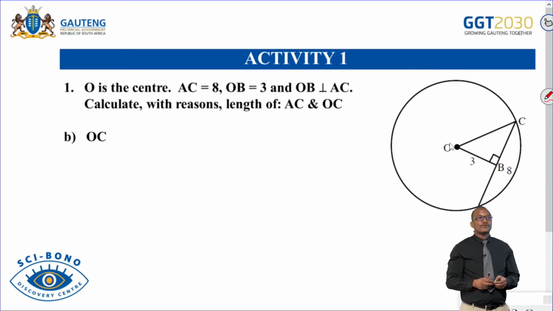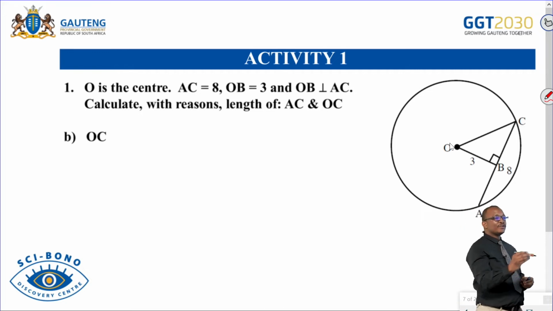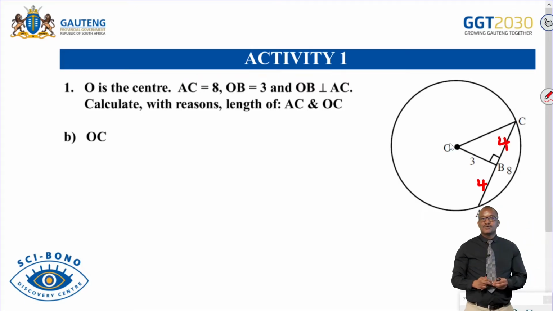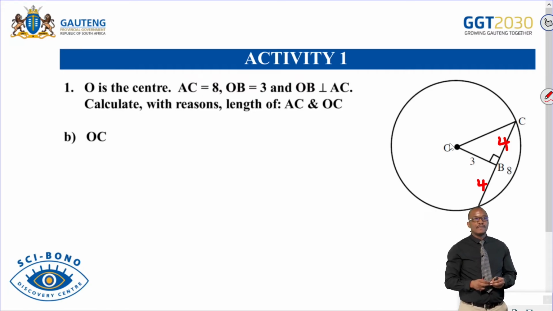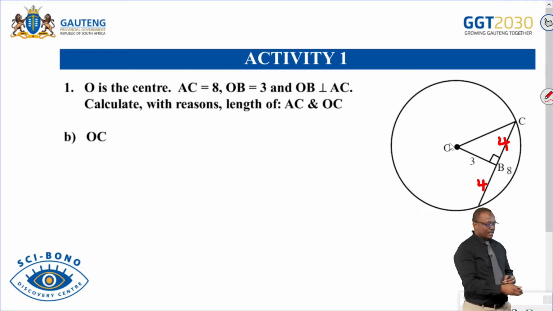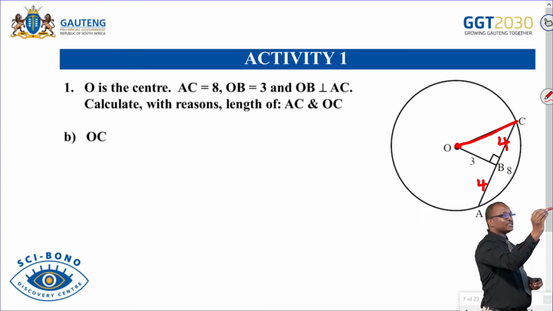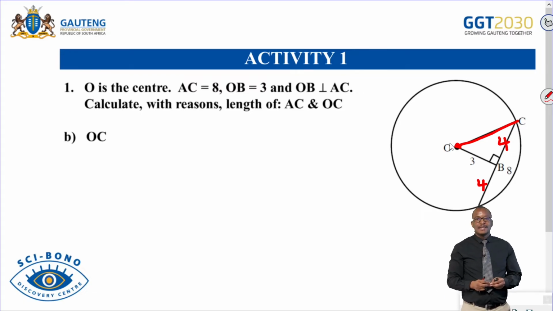So now you move to the B. The statement still stays the same, that O is the center, AC is equal to 8, OB is equal to 3, and OB is perpendicular to AC. But now we know from the previous slide that AB is equal to 4 and BC is equal to 4. Then now we have to calculate with reasons the length of OC. If you look at it, the length of OC is the length of the radius. Correct. So how are we going to calculate the length of OC?